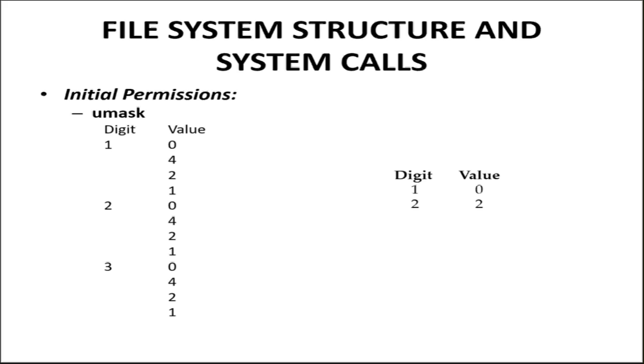In the second digit, it relates to group, so I want to block the write permission and execute permission. The value for write is 2 and execute is 1. So I need to specify those two as a value for the second digit. That means by bitwise ORing, we will get 3 here. And the third digit is represented with 2 because I want to block write permission. So the umask value will be 0, 3, 2.